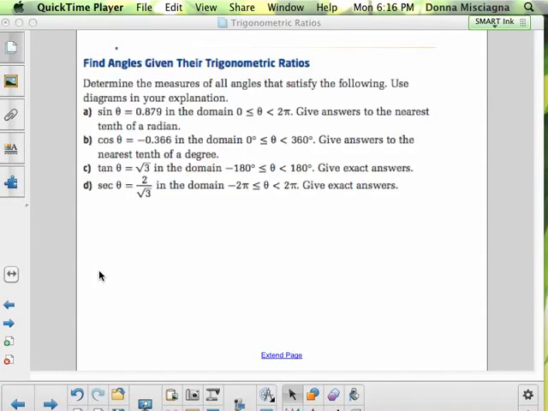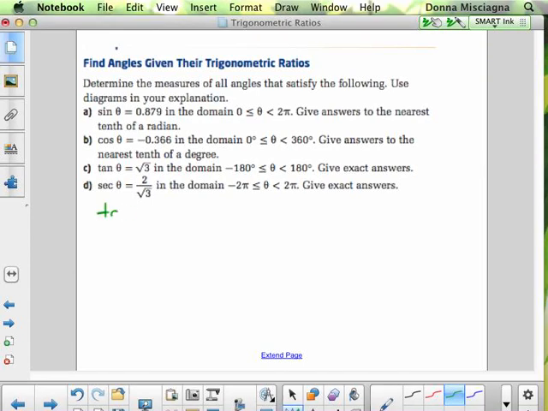All right, so now we're on C there. We have tangent theta equals the square root of 3. And notice it gives us our answer a little bit differently in terms of what our domain is. We have to be greater than negative 180.